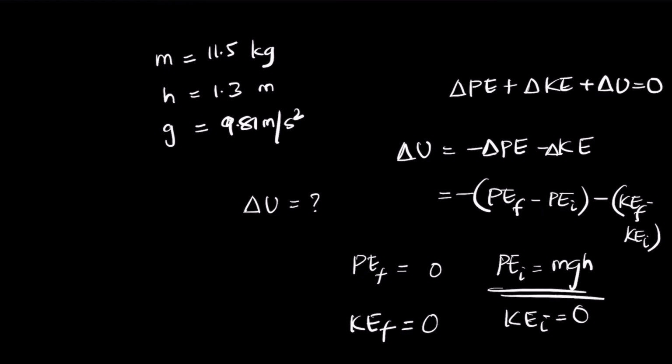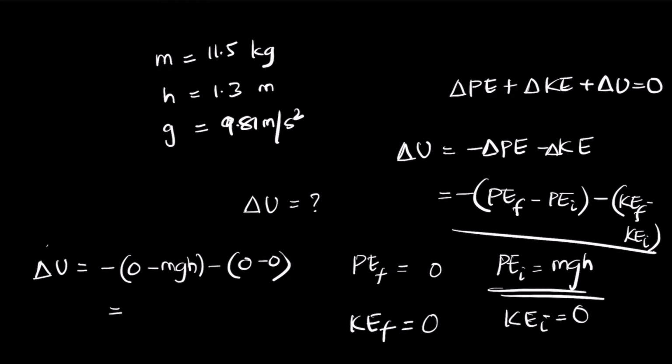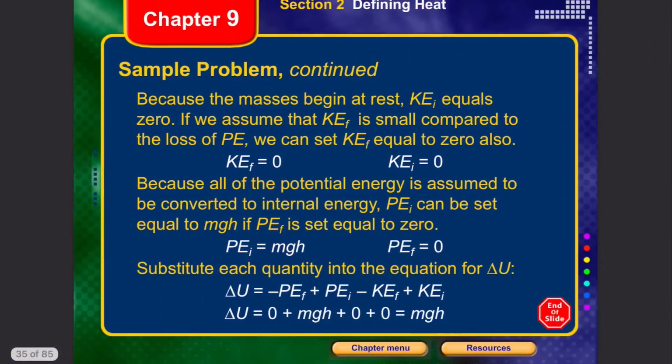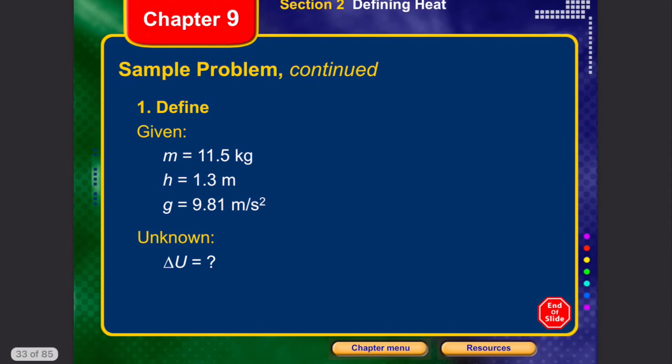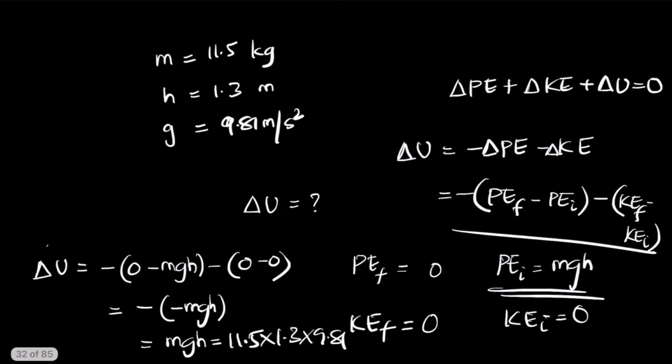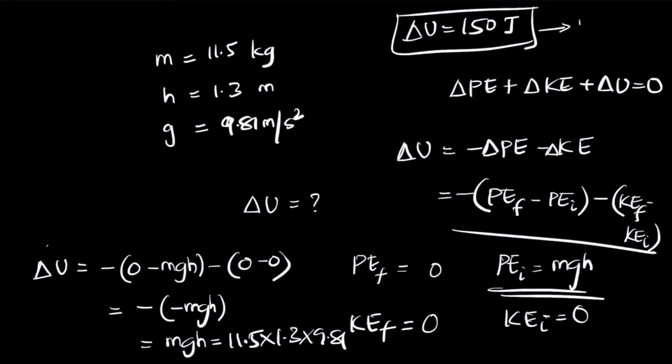Now, let's calculate the change from this equation. So delta U can be written as minus of 0 minus mgh, minus of 0 minus 0. So we can write that minus of minus mgh, which is going to be equal to mgh. So m here is 11.5 times 1.3 times 9.81, which is going to give you a value of delta U equal to 150 joules.